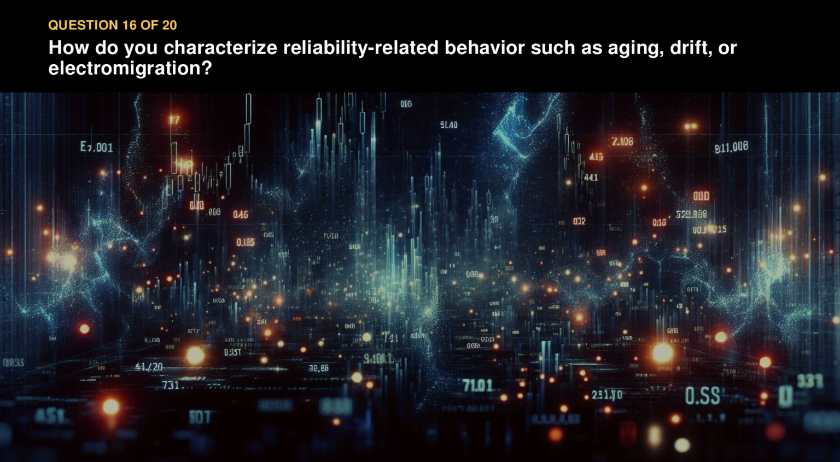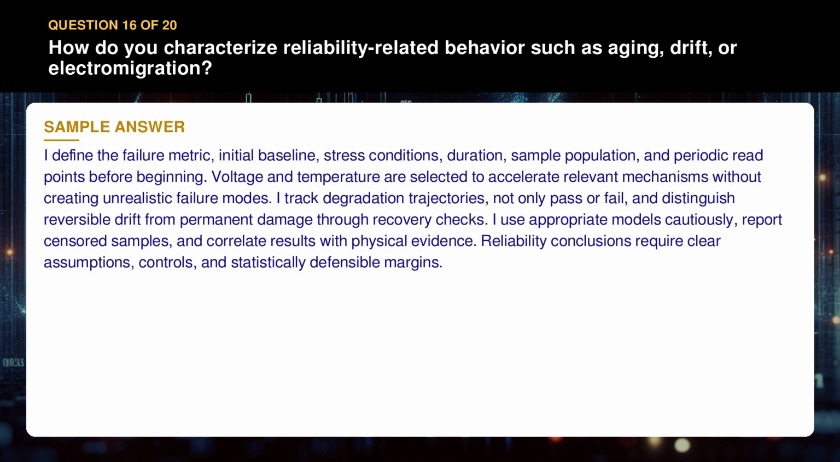Question 16. How do you characterize reliability-related behavior such as aging, drift, or electromigration? I define the failure metric, initial baseline, stress conditions, duration, sample population, and periodic read points before beginning. Voltage and temperature are selected to accelerate relevant mechanisms without creating unrealistic failure modes.